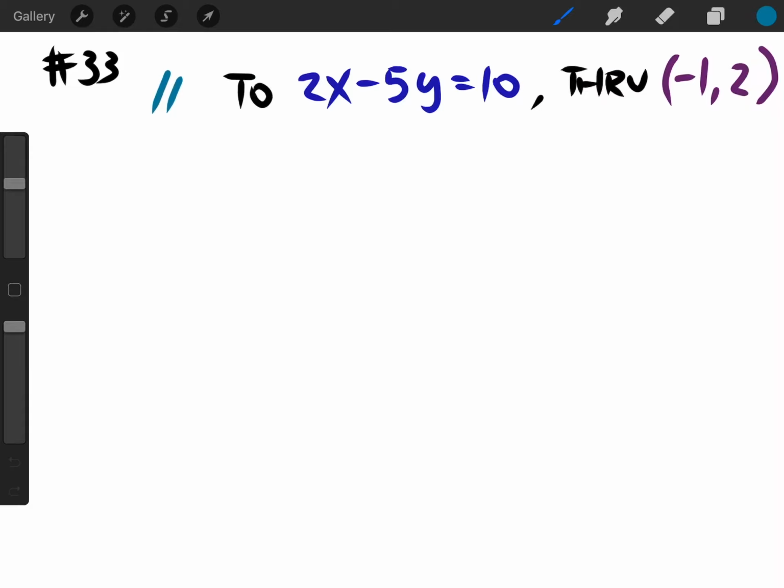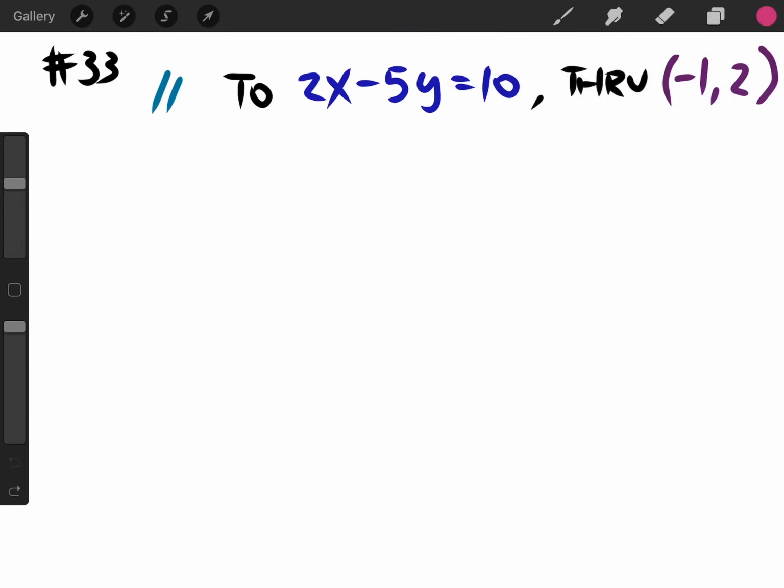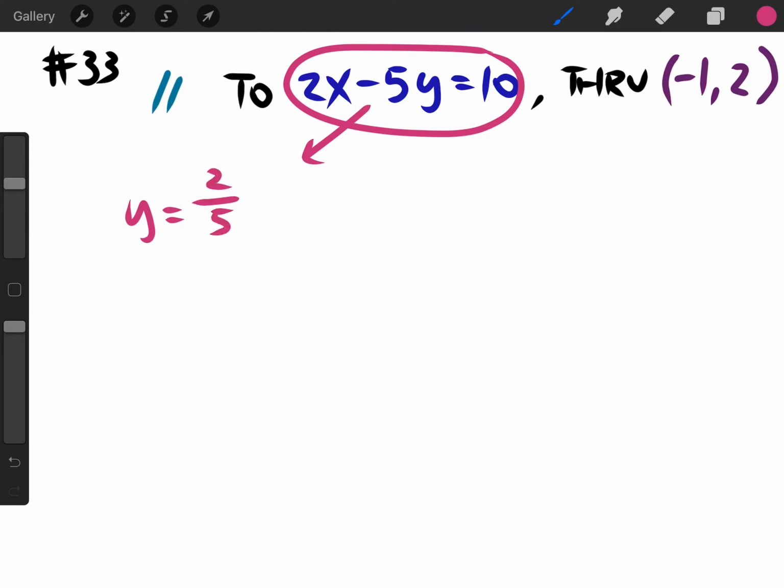So number 33 is parallel to 2x minus 5y, and then it's passing through negative 1 comma 2. So what you're going to do first is write it in y equals mx plus b. So what you're going to do is isolate the y. Just to make it easy, you can go ahead and isolate it yourself. You should get y equals 2/5 x minus 2.